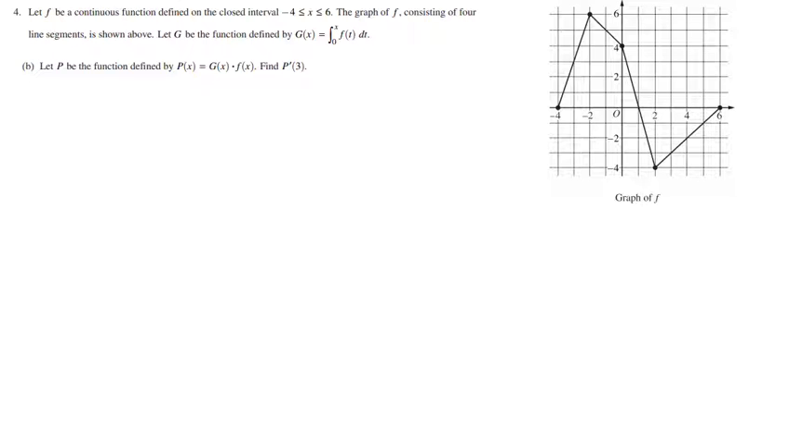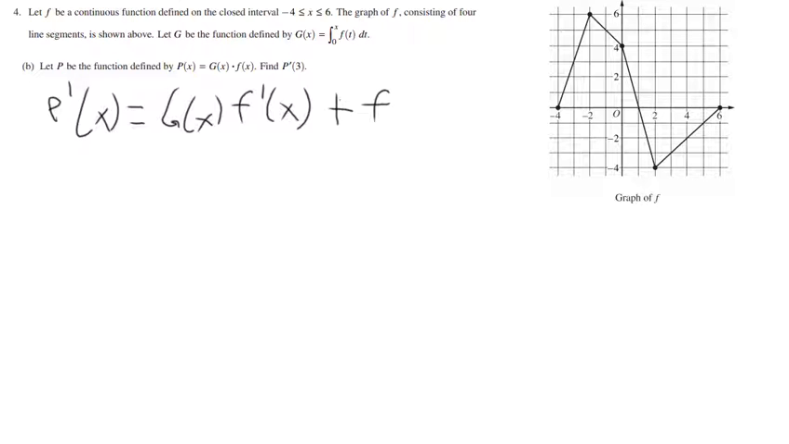Before we find p prime of 3, let's find p prime of x. I have to differentiate this, and I have a product rule here. For the product rule, I'm going to keep the first function and multiply by the derivative of the second, which will be an f prime of x. And for the second part of the product rule, I will keep the second function and multiply by the derivative of the first, so I'll have g prime of x.